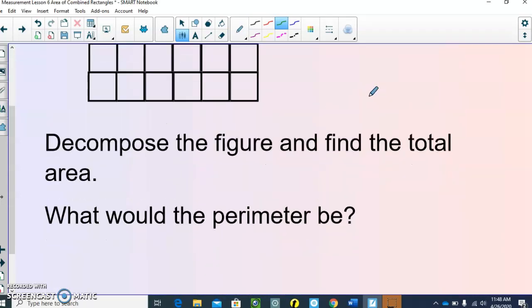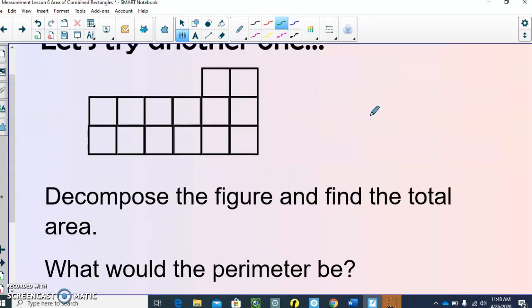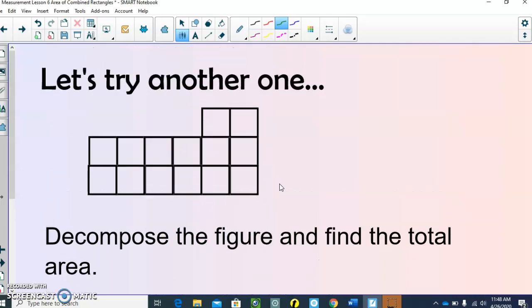So what would the... decompose the figure and find the total area. So let's go ahead and do that. I think I'm going to go this way.